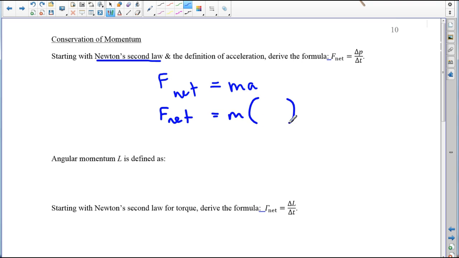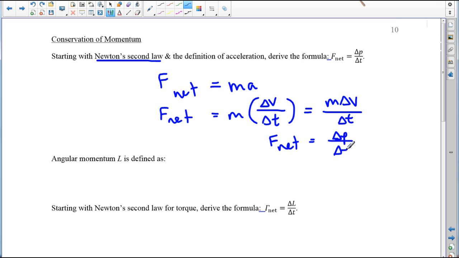What is the equation, the definition of acceleration? It's a rate. What's it the rate of? It's the rate at which velocity is changing. So delta v is the numerator, not just v. Okay, well then we're almost there. We could write that as m delta v over delta t, or we could say F net is the change in momentum over delta t.